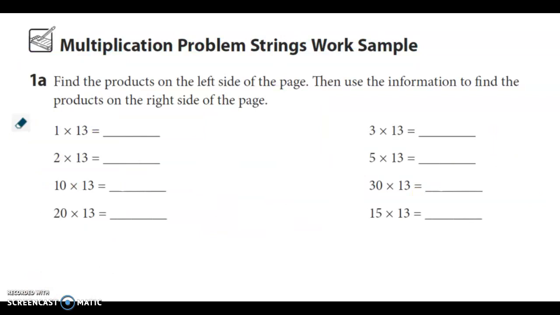Next, you're going to put those strategies to the test by solving these problems and show your work on the Google slide, and then I want you to check back for your answers. Good luck!